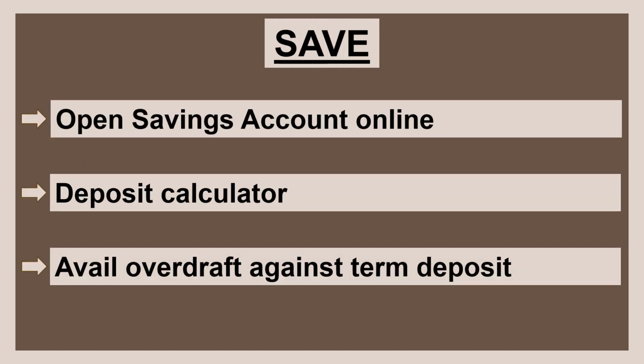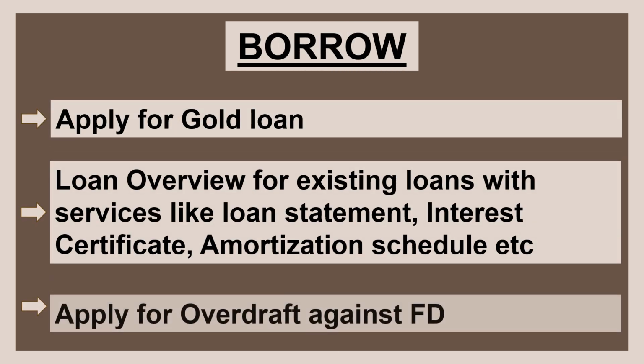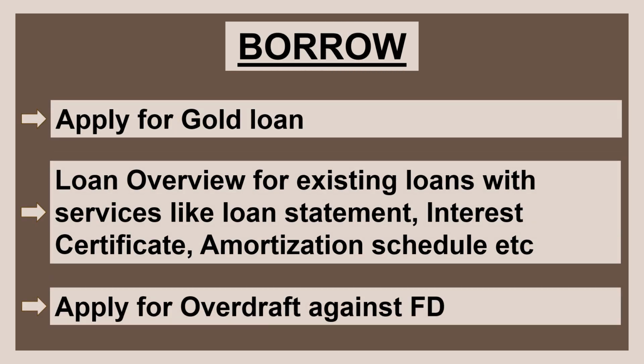Open savings account online. Deposit calculator. Avail overdraft against term deposit. Borrow. Apply for gold loan. Loan overview for existing loans with services like loan statement, interest certificate, amortization schedule, etc. Apply for overdraft against FD.